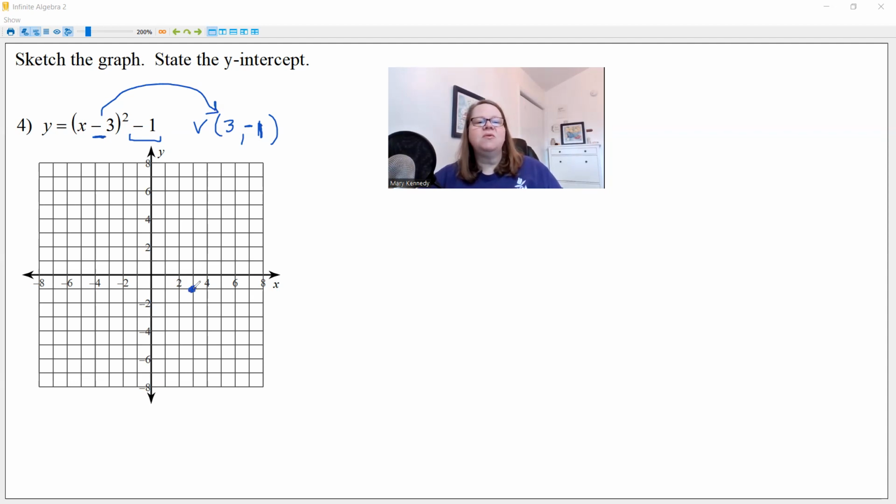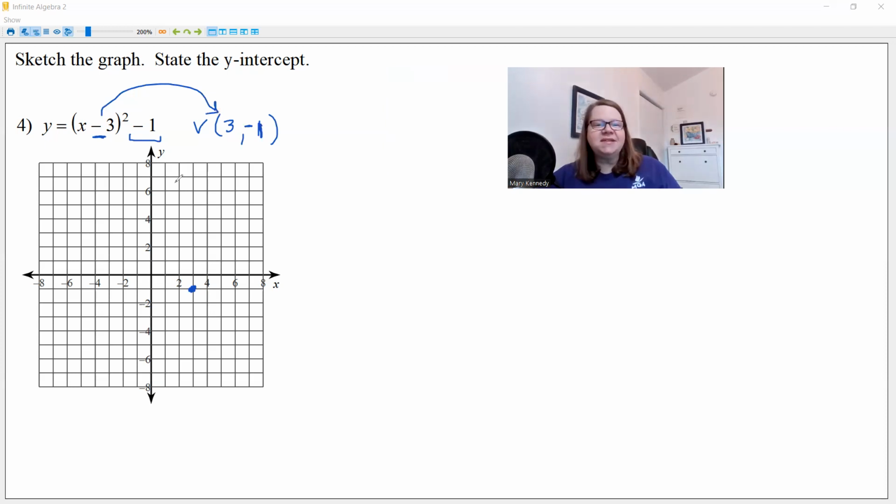So we've moved the graph over. So far, all we've done is slide it over and slide it down. Okay, so from there, we need to sketch it, but we also have to state the y-intercept. So we might as well kill two birds with one stone. How about that?